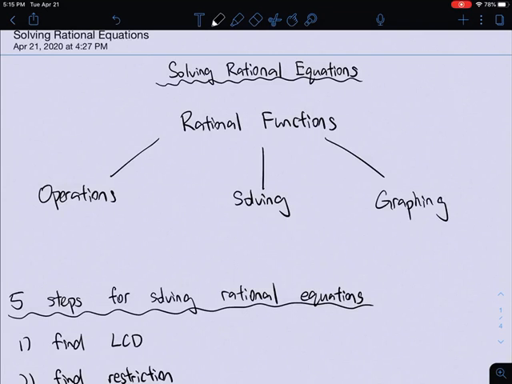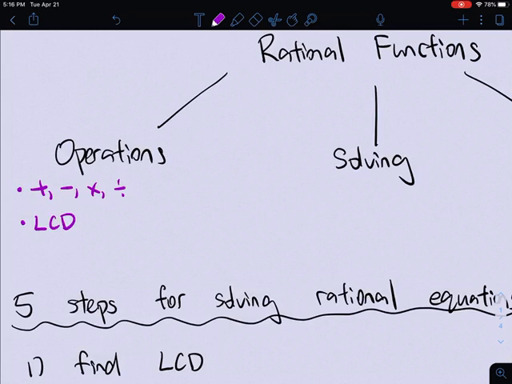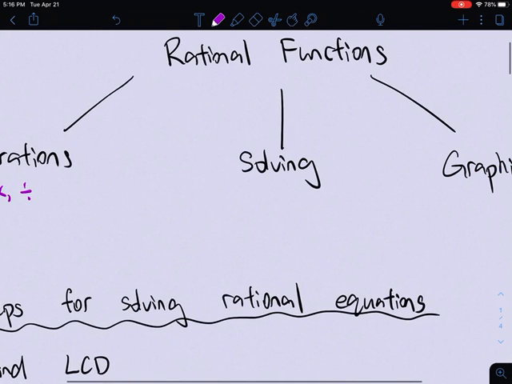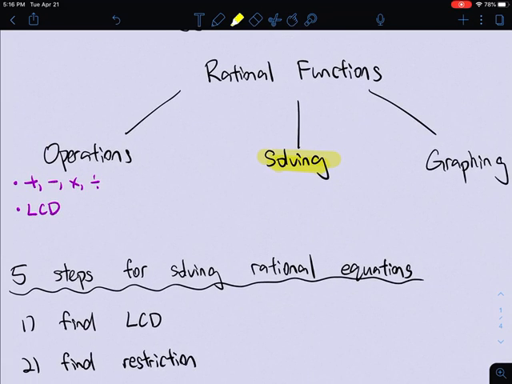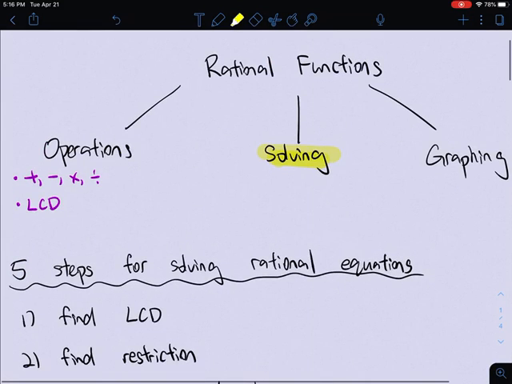So we are currently in the middle of our last unit, which is rational functions. We actually just finished up the first part of the unit, which was operations. So we saw things like how we can add, subtract, multiply, and divide with rational expressions. And then we saw how we can find the LCD, or the least common denominator. So today we're actually going to go on to part 2, which is solving rational equations, and then the last part will be graphing, and we'll get to that in a few lessons.